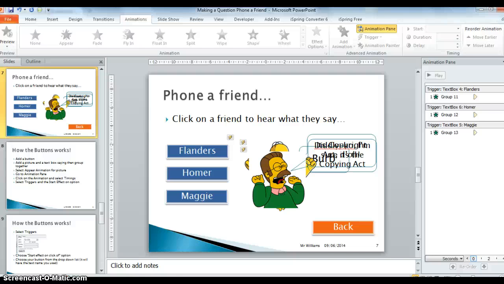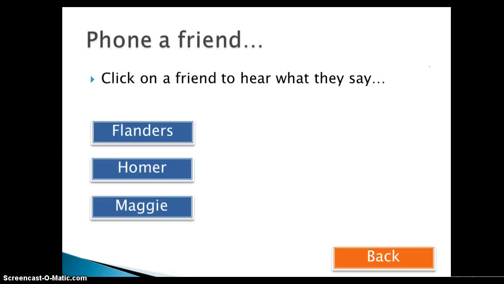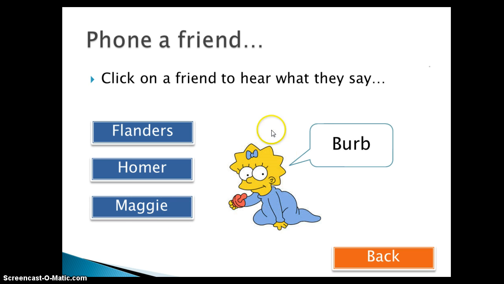Right then, in the lesson you saw me make a phone a friend. Let me just show you how it worked again. Shift and F5. I've got 3 buttons, and if I click on each button, here's Maggie, a character appears with a message that will hopefully help me answer the question.